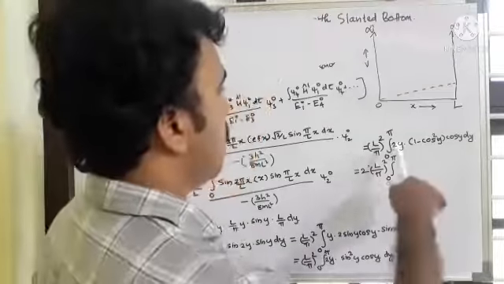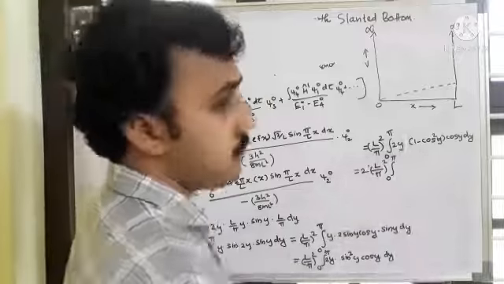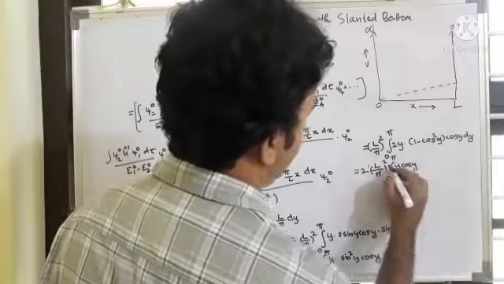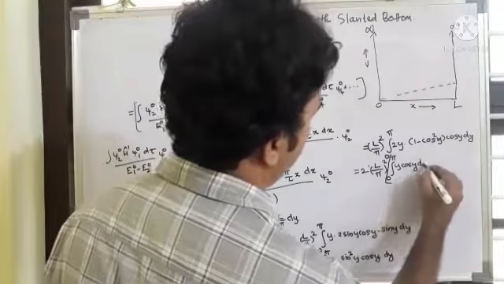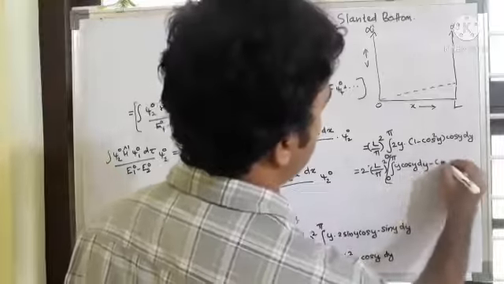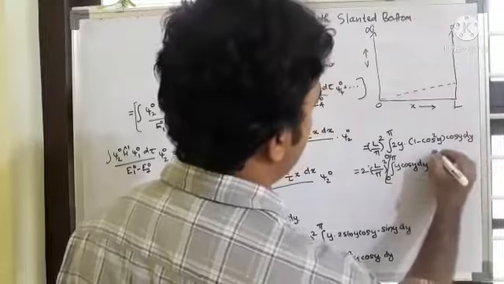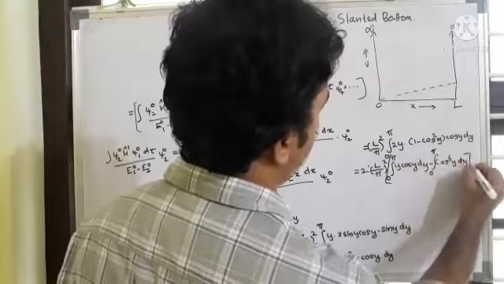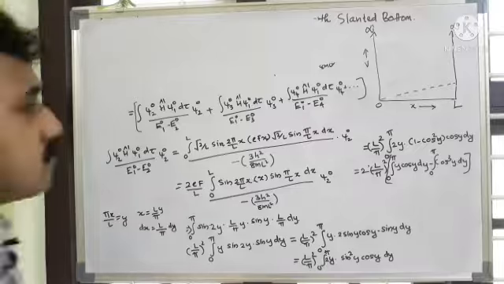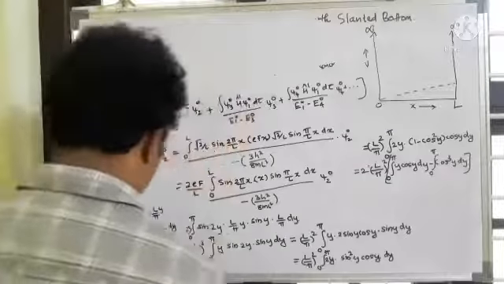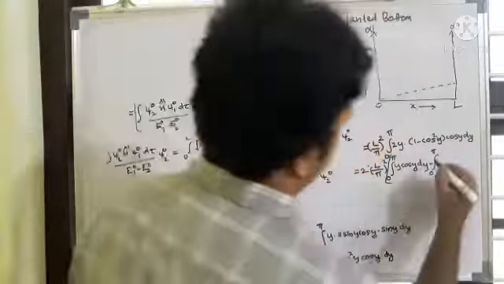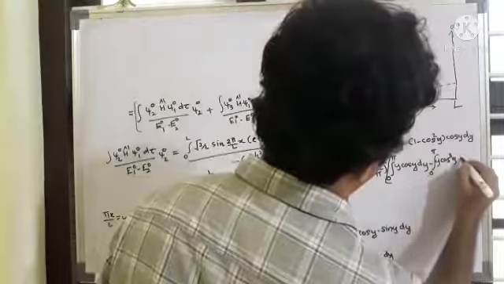Then y into cos y, integral 0 to pi y cos y dy, then minus cos square y into cos y, that is cos cube y, integral 0 to pi y cos cube y dy. Here y is common, so y cos cube y dy.